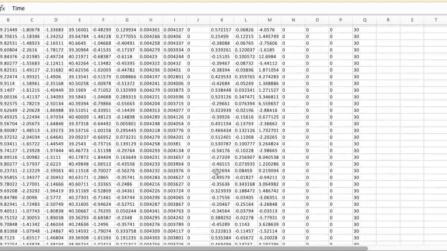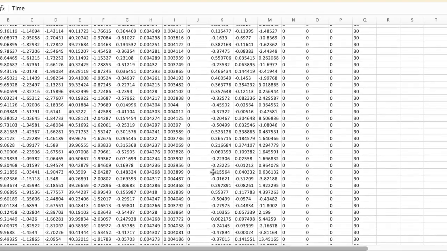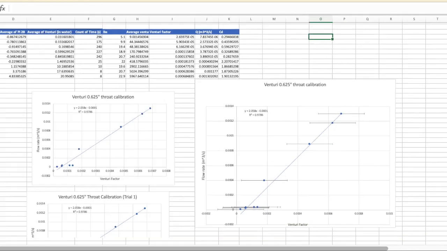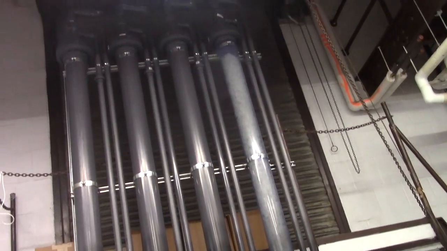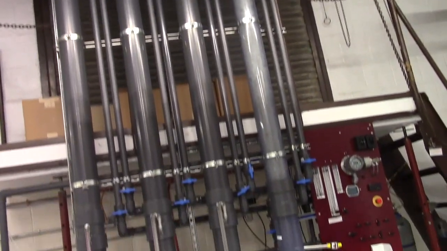Finally, we take our data that comes from the computer that we collected and manually run some calculations on it and make some graphs. Another experiment station where fluid flow and pressure drop is important is the packed towers. Here we have 4 packed towers, and one of the towers is see-through, so you can see what is going on.